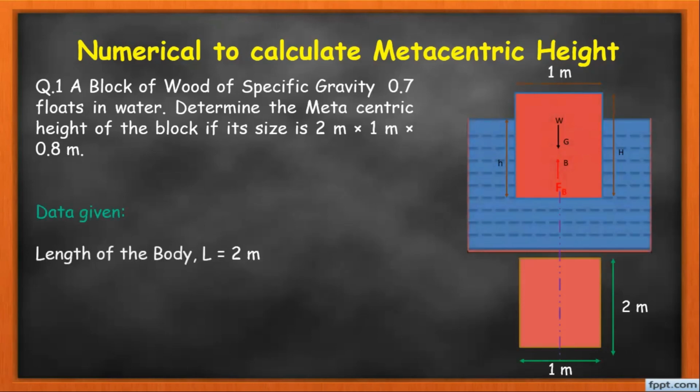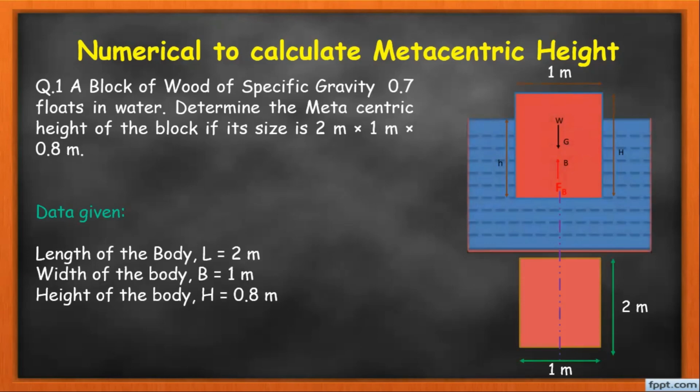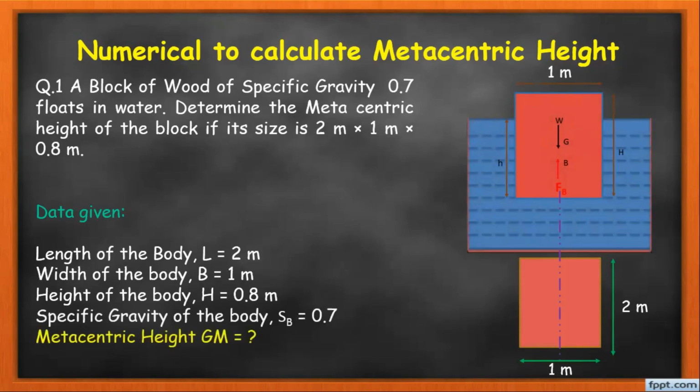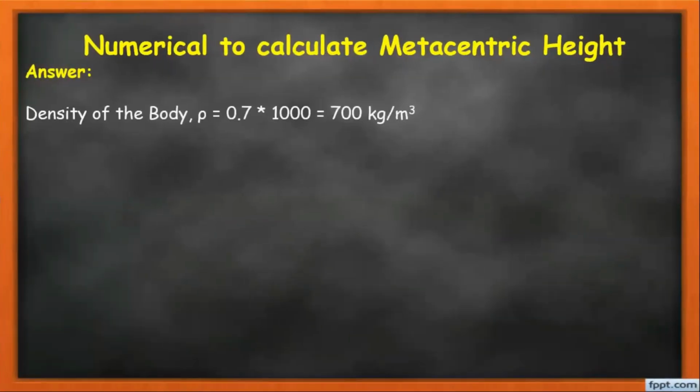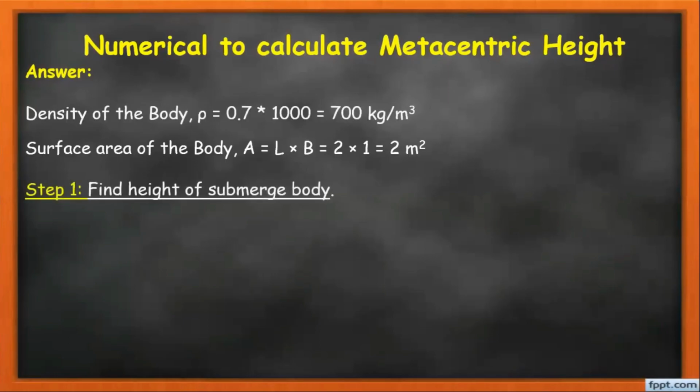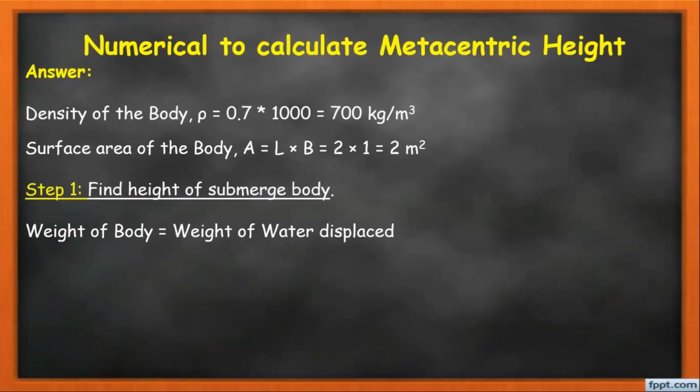Now we write down the given data. The length of body is 2 meter, width of body is 1 meter, height is 0.8, and we need to calculate the metacentric height. The specific gravity of body is also given, that is 0.7. So first step is to calculate the height of body submerged in a fluid. So first we calculate the density of body from the specific gravity.